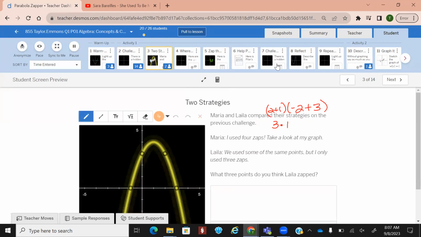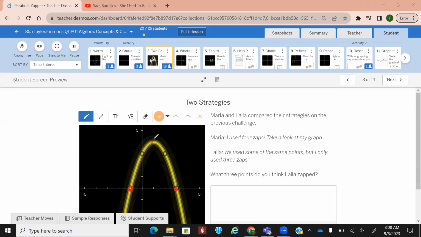It's fine. All right. Maria and Layla compared their strategies on the previous challenge. Maria said, I used 4 zaps. Take a look at my graph. Layla said, we used some of the same points, but I only used 3 zaps. What 3 points do you think Layla zapped? Well, she probably did the x-intercepts, right? I think she did 1, 4. So she said here, here.